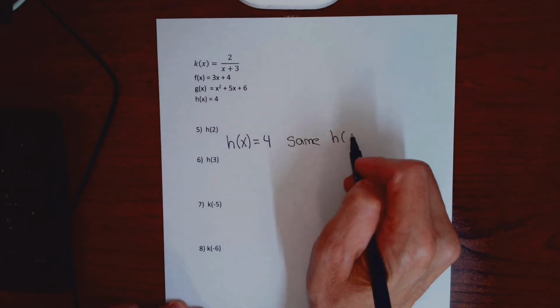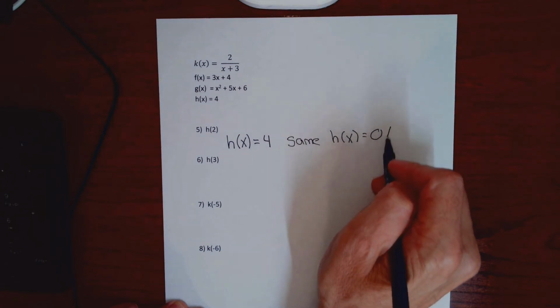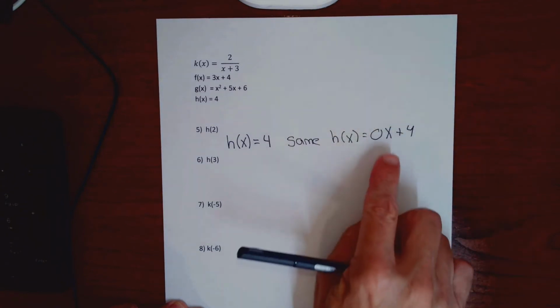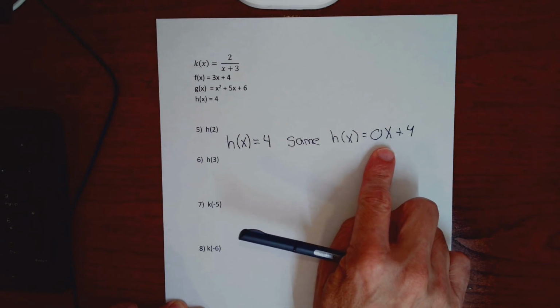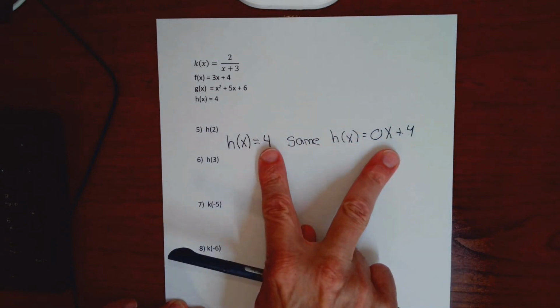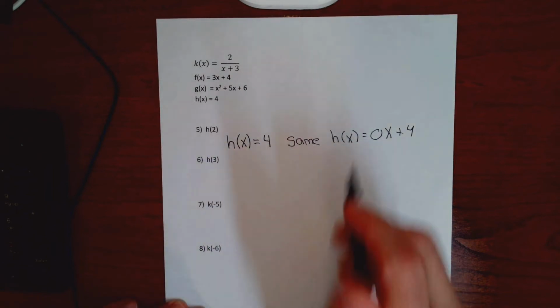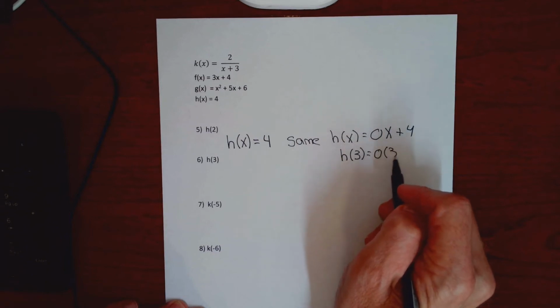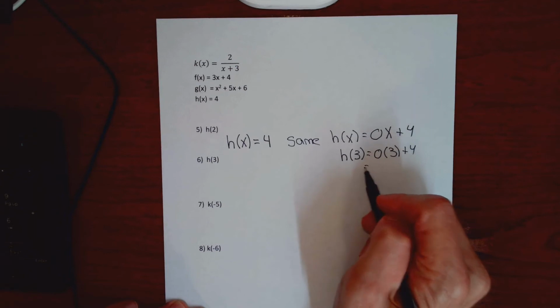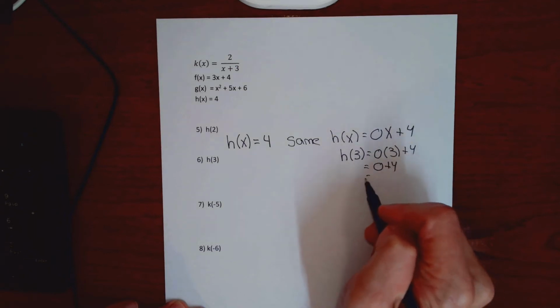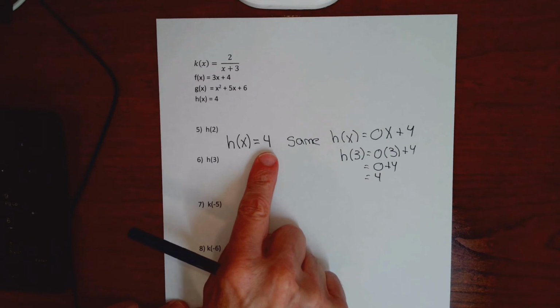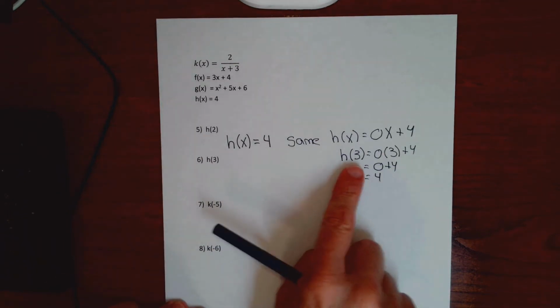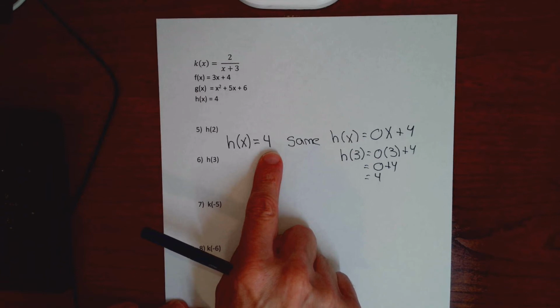as h of x equals 0x plus 4. This reduces to 4 because 0x is just 0. Anything times 0 is 0. So these two functions mean h of x equals 4. If I wrote the function like this, then it would be easy. You would say h of 3 equals 0 times 3 plus 4, which is 0 plus 4, which is 4. When a function doesn't have an x, it's called a constant function. Constant functions are called constant functions because regardless of the value that you plug in for x, you're going to constantly or consistently always get the same number.